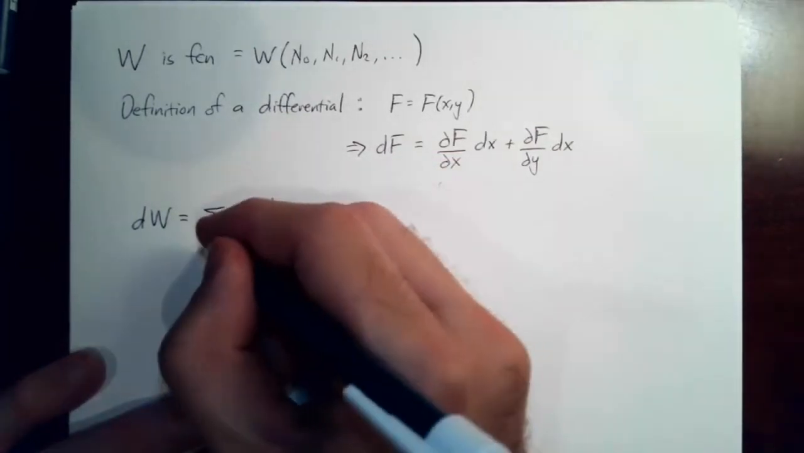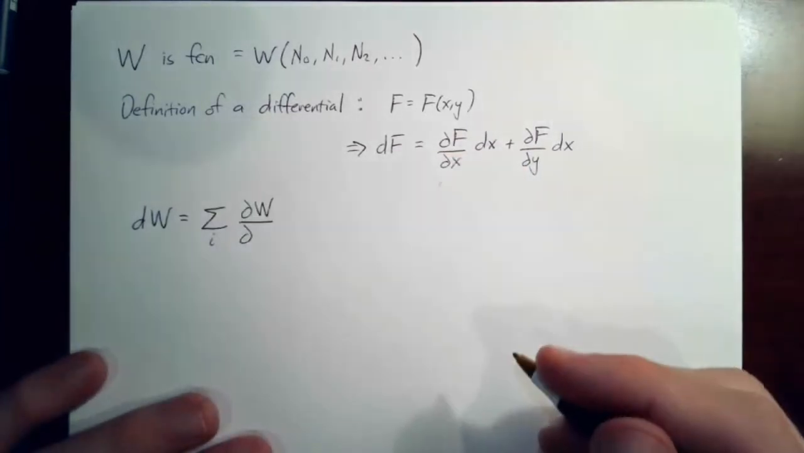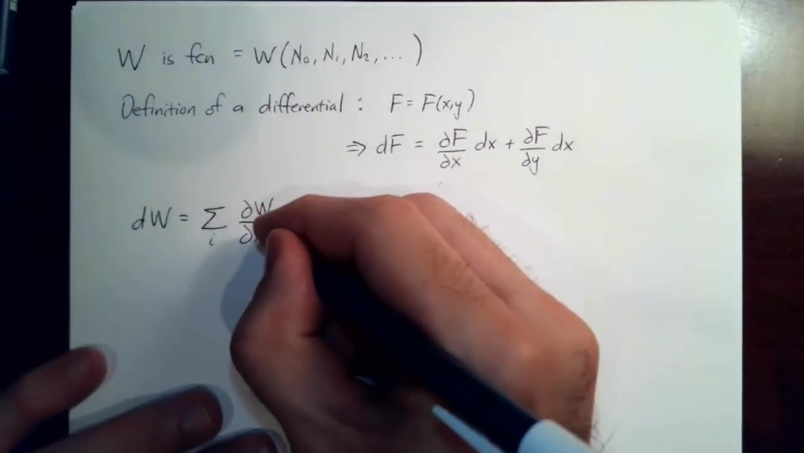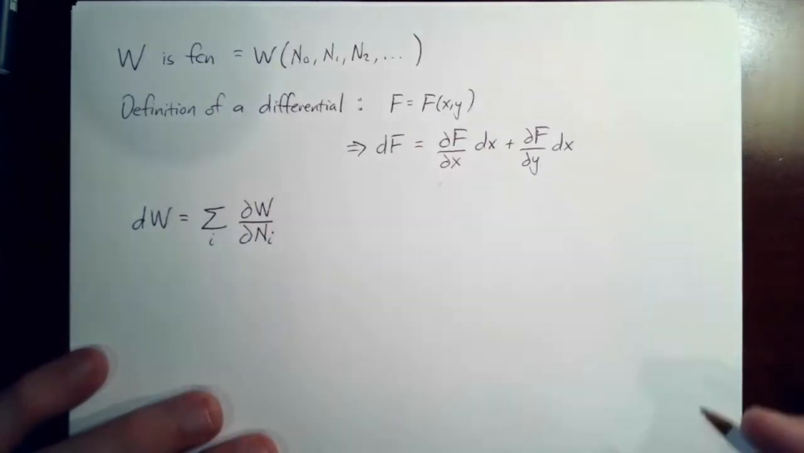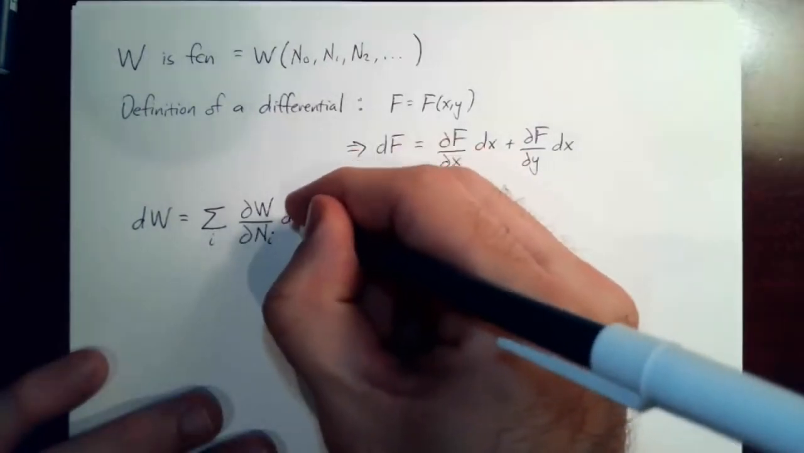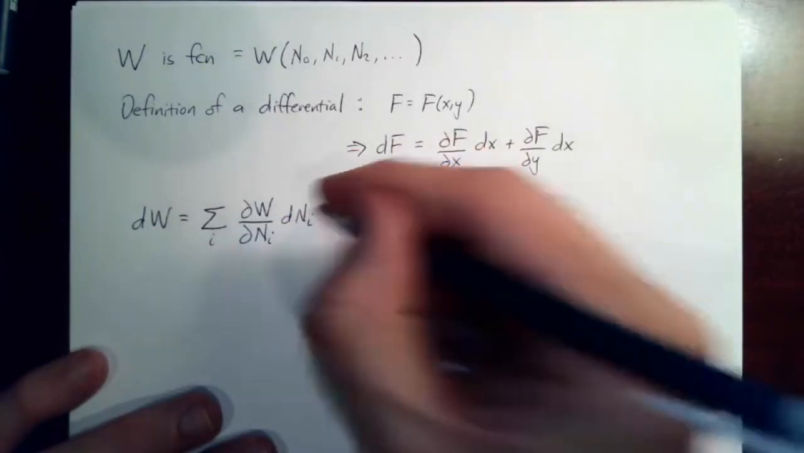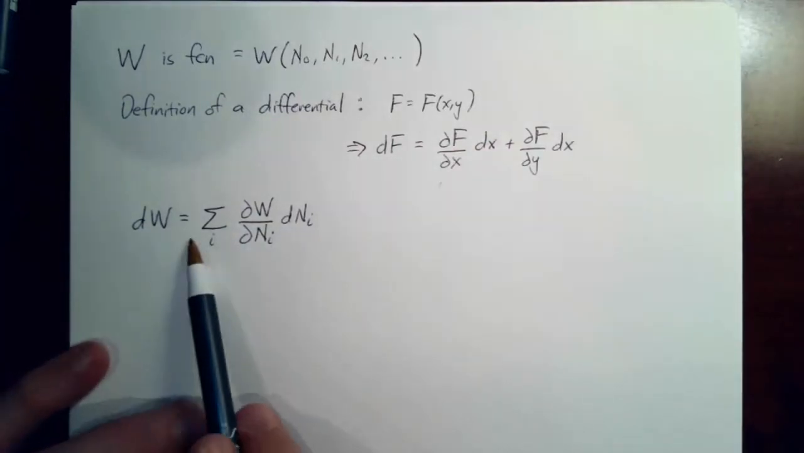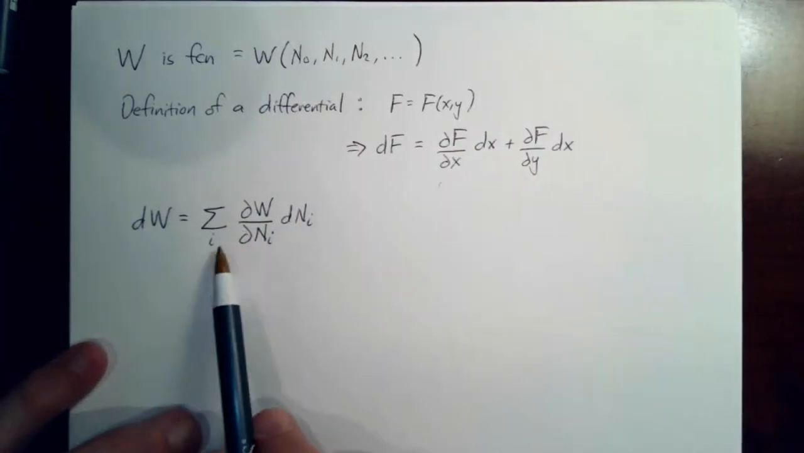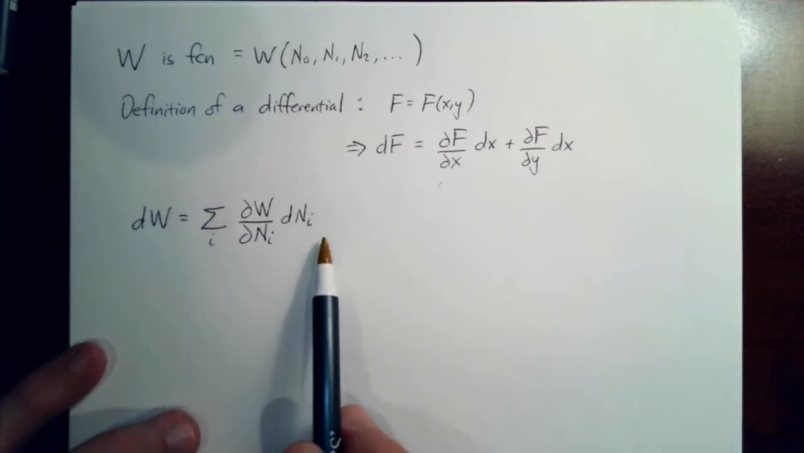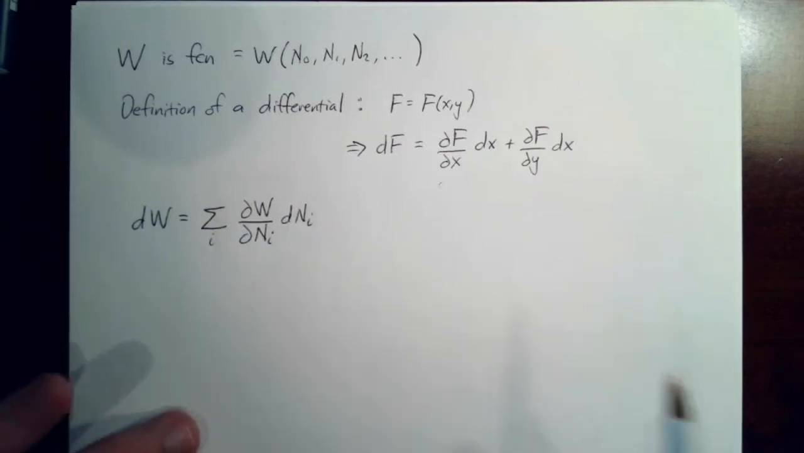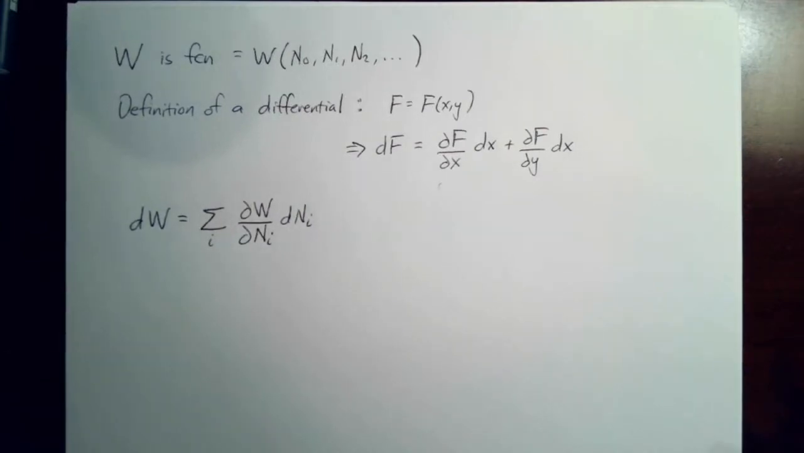With respect to, I'm going to number these with i. I'm going to index them with i. So with respect to Ni times dNi. Okay, so this is the same formula as this, but it's more general because it covers potentially lots and lots of independent variables.